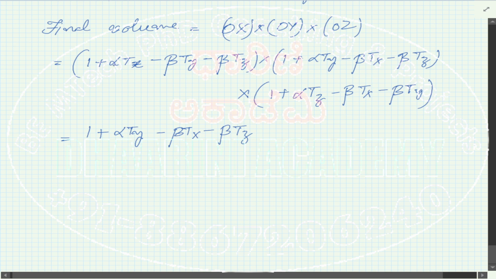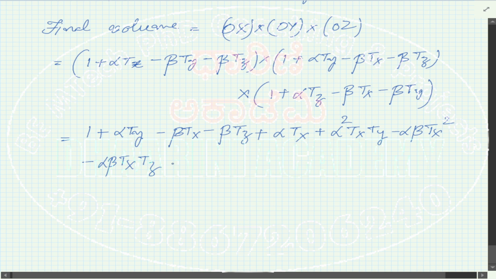Next, you multiply alpha Tx with each term. So this is plus alpha times Tx. Next, alpha Tx into alpha Ty, both are positive, so alpha square Tx Ty. Then the next term is negative, so this is minus alpha beta into Tx square. Then alpha Tx into minus beta, so this is minus alpha beta Tx Tz. That's the second term getting multiplied with all four terms.